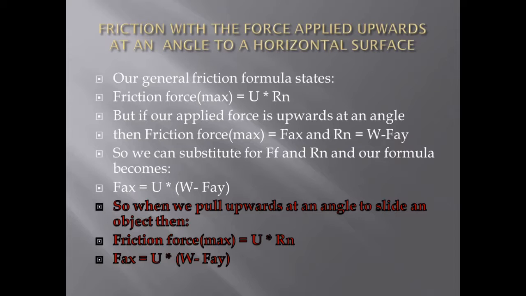So when we pull upwards at an angle to slide an object, then the maximum friction force equals the coefficient of friction times the normal reaction force, or the horizontal component of the applied force equals the coefficient of friction times the weight of the object minus the vertical component of the applied force.